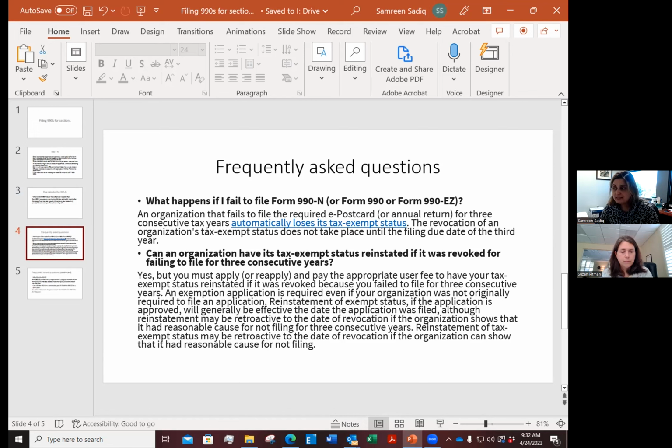Reinstatement of exempt status, if the application is approved, would generally be effective on the date the application was filed. And it's effective to the first day that you basically failed to file for that year. So let's say the 3rd consecutive year is 2023, but now you are reinstated. You can go back to 2020 and you're good as new, basically, to file the 990N. Did you have any questions on that, Susan? No, that makes sense. Super.